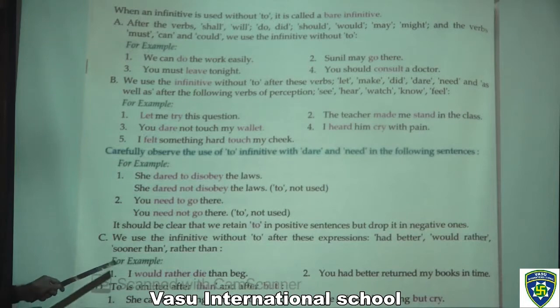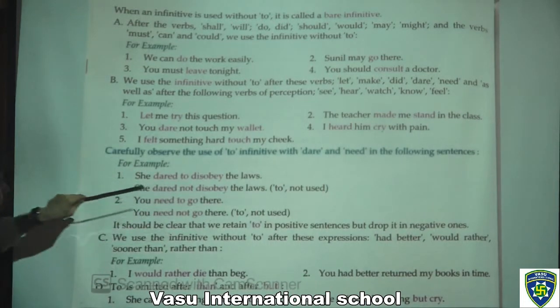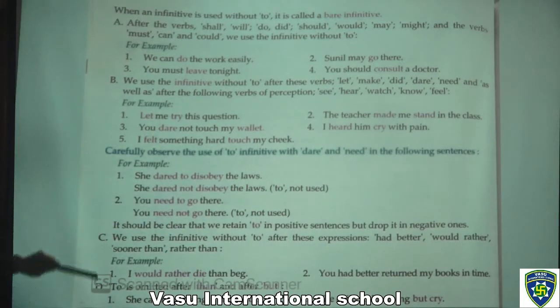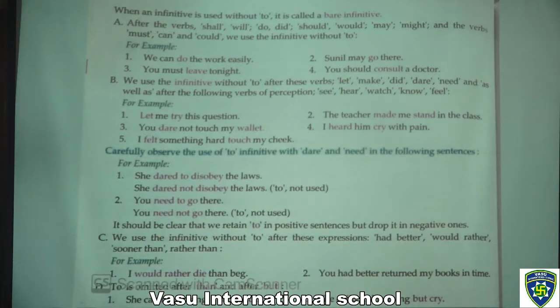You understand that? So these are the positive sentences, this is negative, so we cannot use to in negative sentences like this if we are using not in the sentence. So that is negative, so we cannot use to in negative sentences.